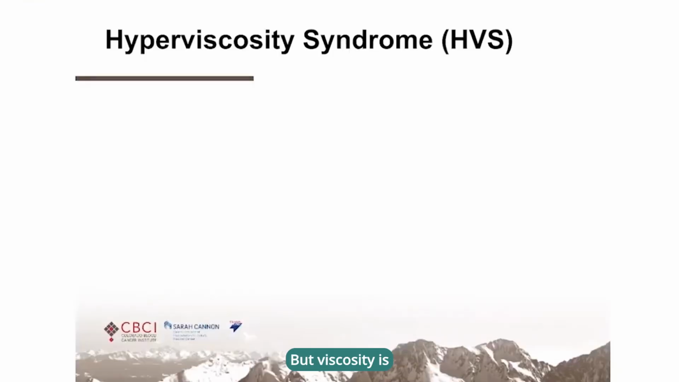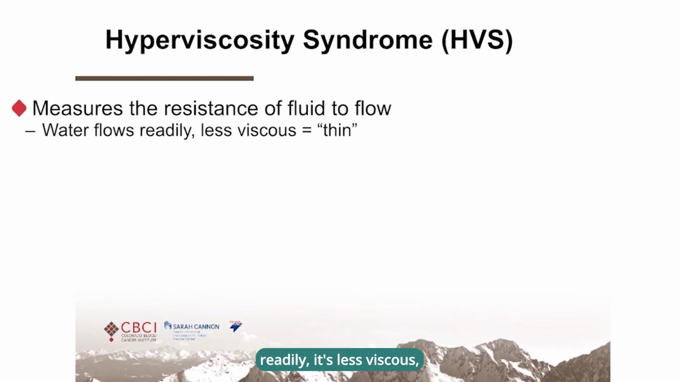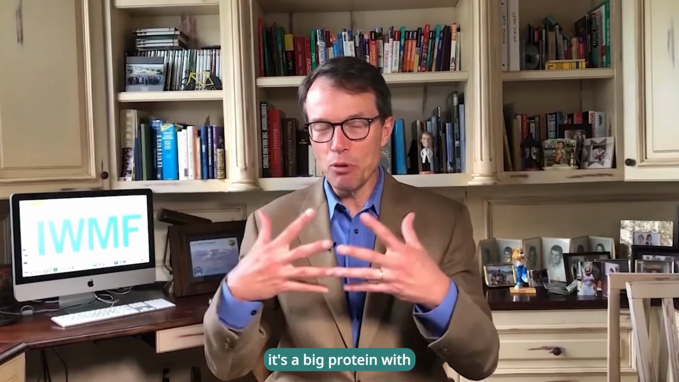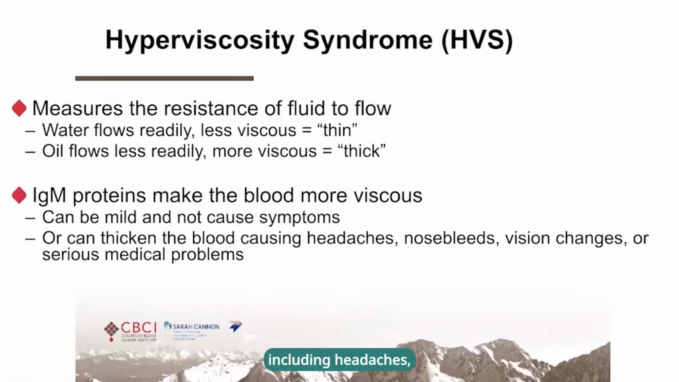But viscosity is basically, it measures the resistance of a fluid when it's flowing. And water flows readily, it's less viscous, we call that thin. An oil, for example, flows less readily, it's more viscous, we call that thick. And these IgM proteins, remember, it's a big protein with 5 antibodies all together. And if you get a lot of that in your serum or in your blood, you can make the blood thick, and it can flow like oil through your veins instead of like water through your veins. And that can cause a number of symptoms, including headaches, visual problems, or nosebleeds.